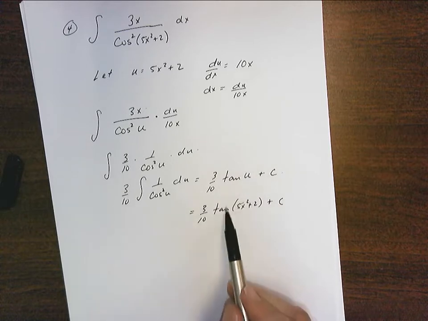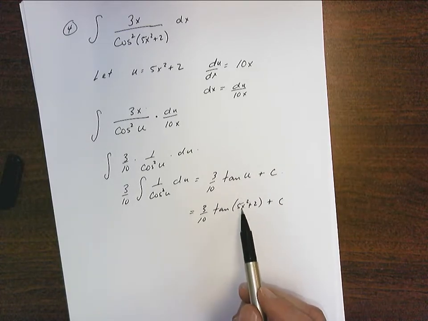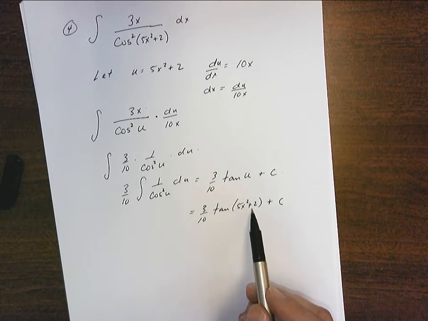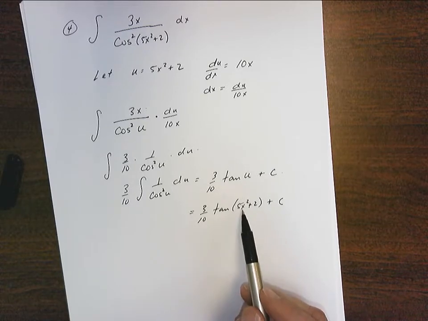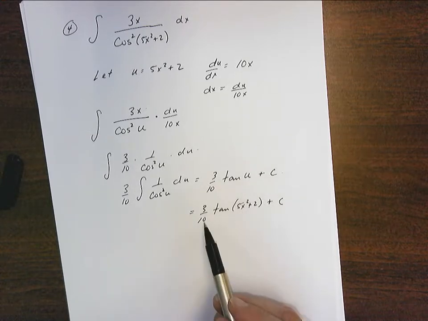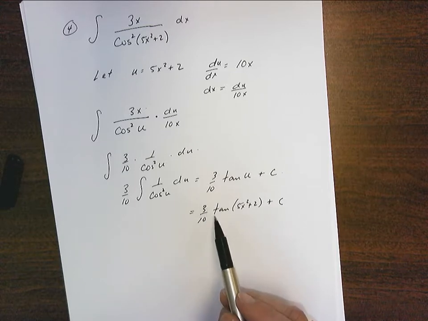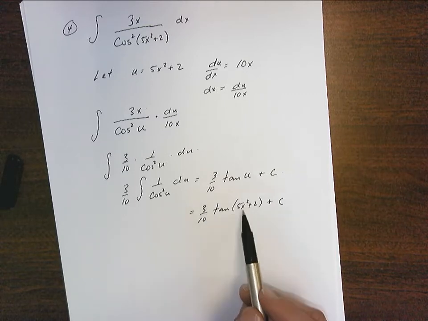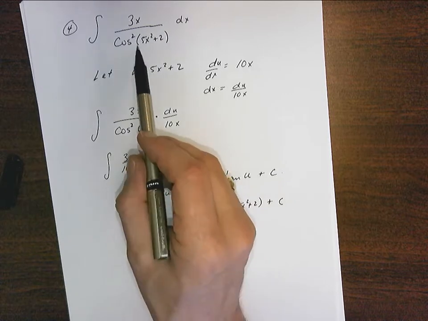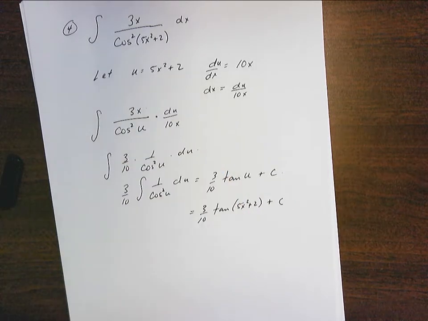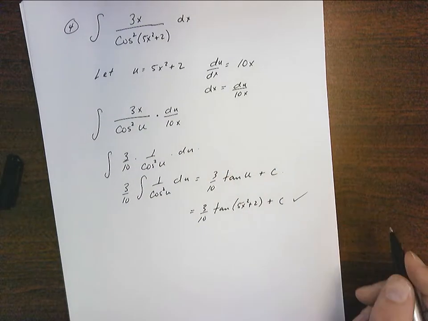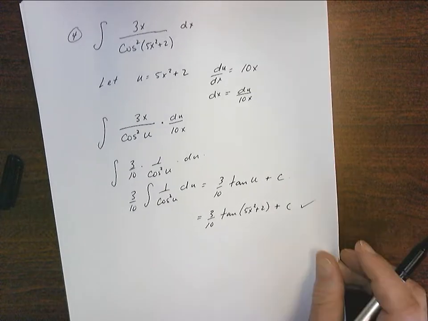Taking the derivative of this would be 1 over cos squared of 5x squared plus 2, times 10x. So what we'd end up with is the 10x on top would reduce with this 10 on the bottom, leaving you with 3x over cos squared of 5x squared plus 2, which is what we started with. Yay! It works.